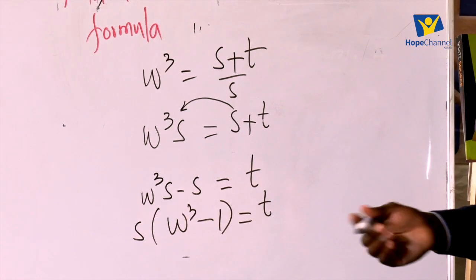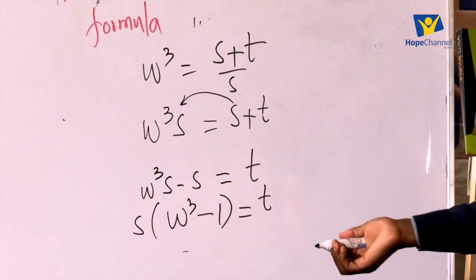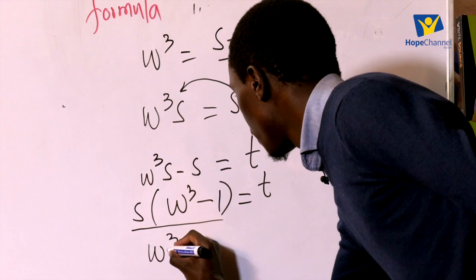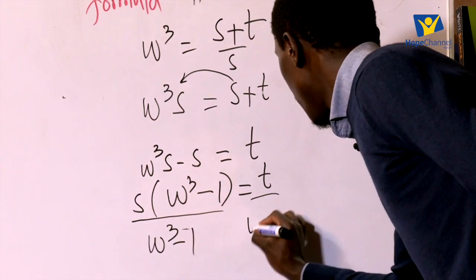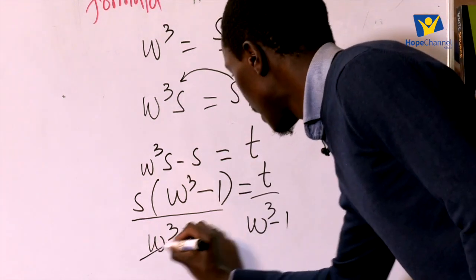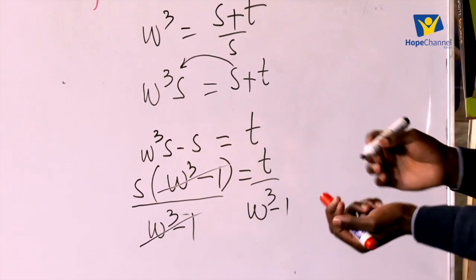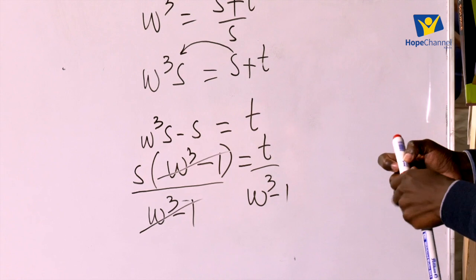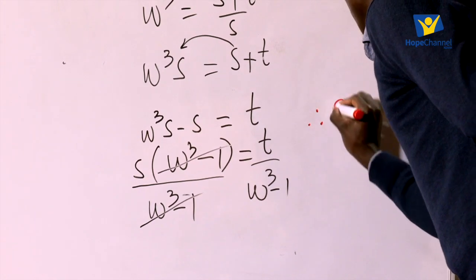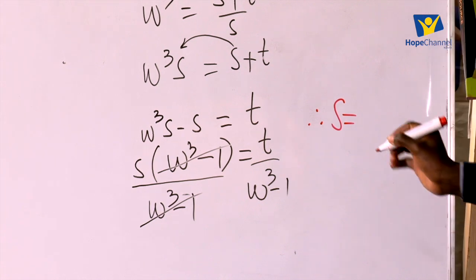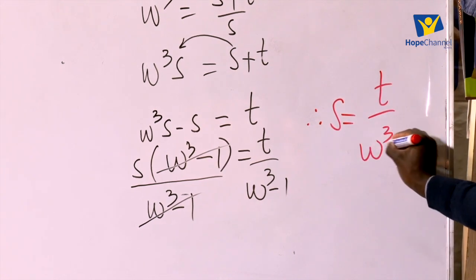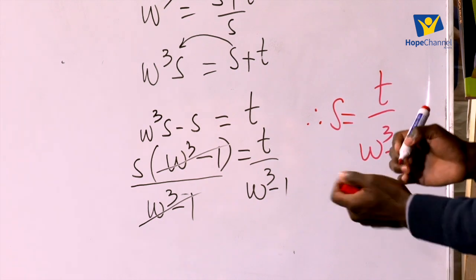And now to find S, we'll simply divide both sides by what is in the bracket. So divide by W cubed minus 1, divide by W cubed minus 1. So you'll be able to cancel this one and that one, and now your answer for S as the subject, so therefore the answer is S is equal to T over W cubed minus 1.